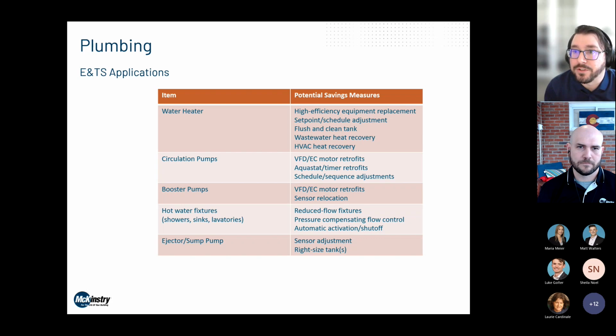Hot water fixtures, this is a pretty straightforward one. If you use less hot water, you have to heat less water. So that's a pretty good efficiency measure. Just flow retrofits on fixtures are pretty meaningful.